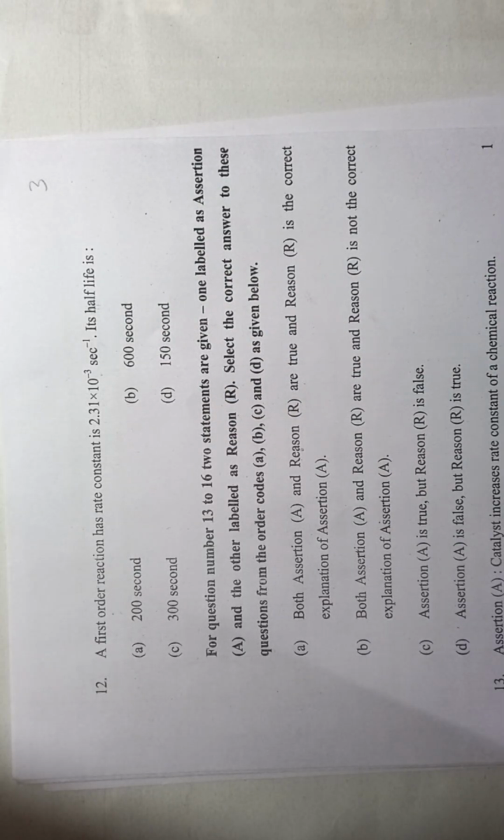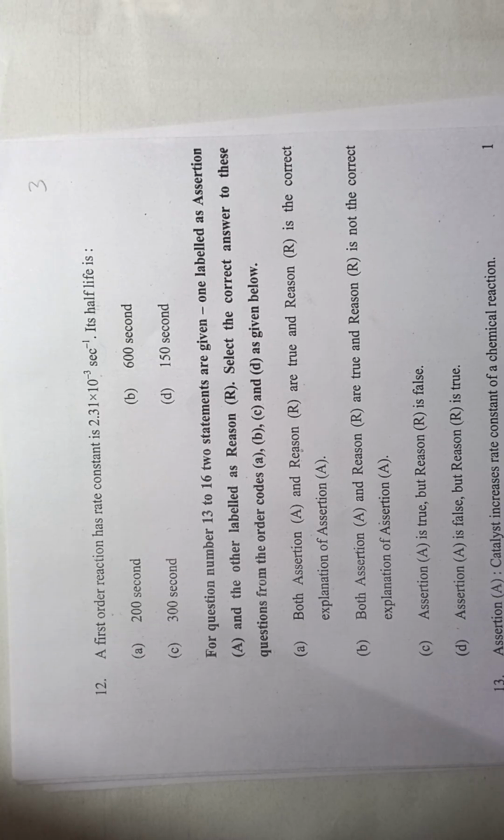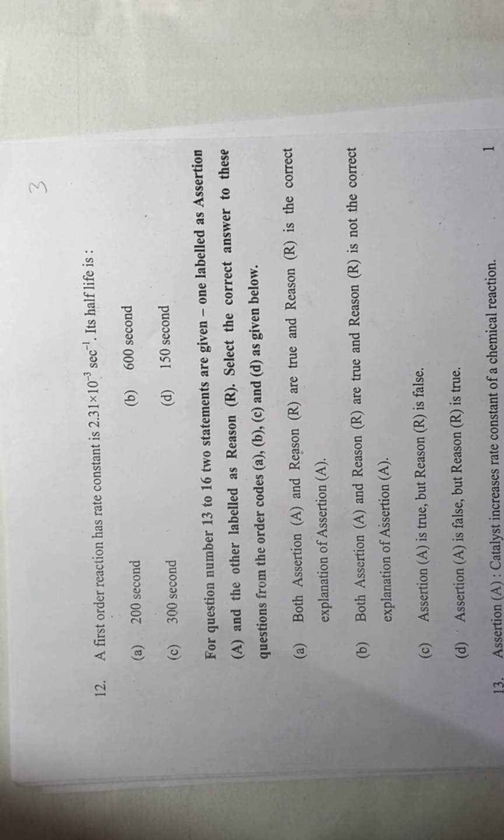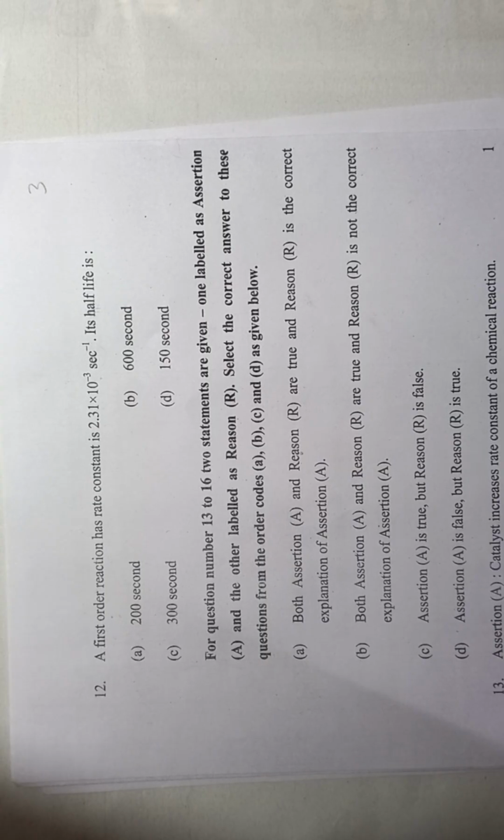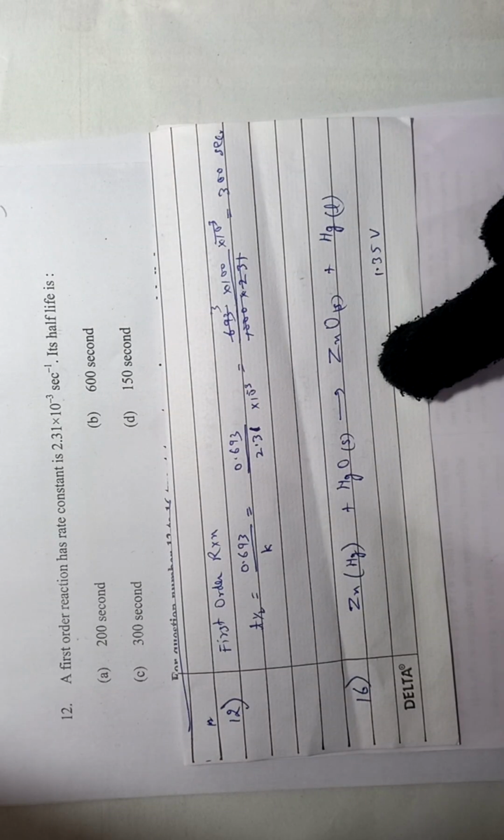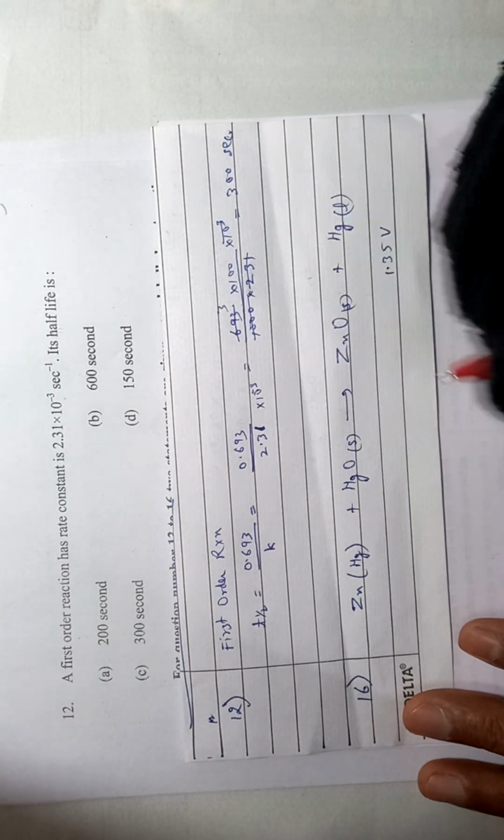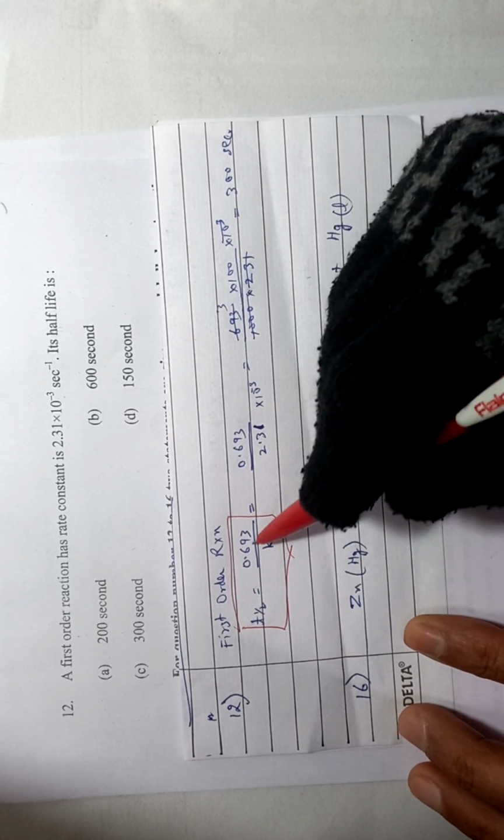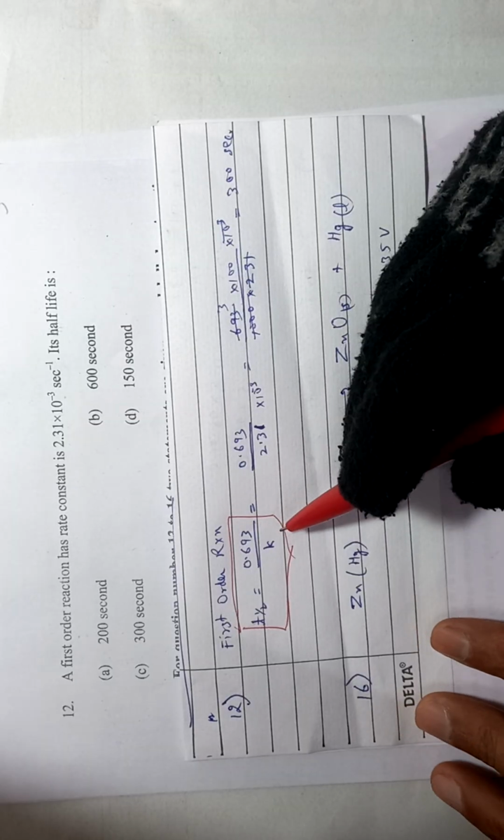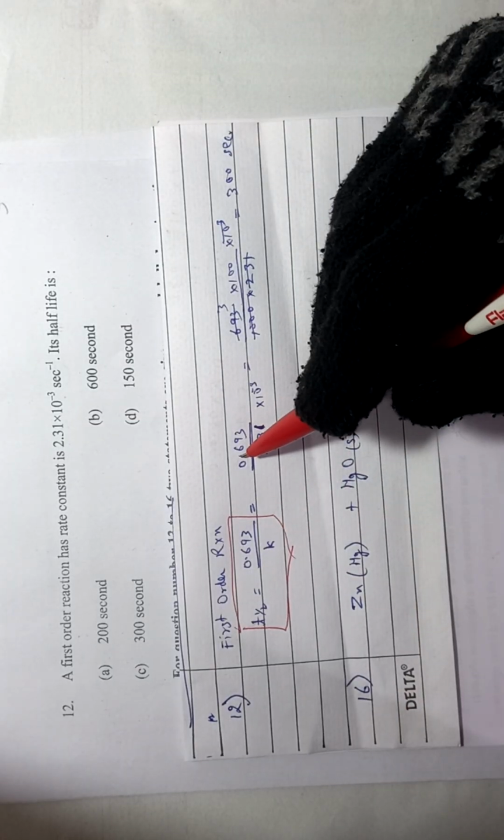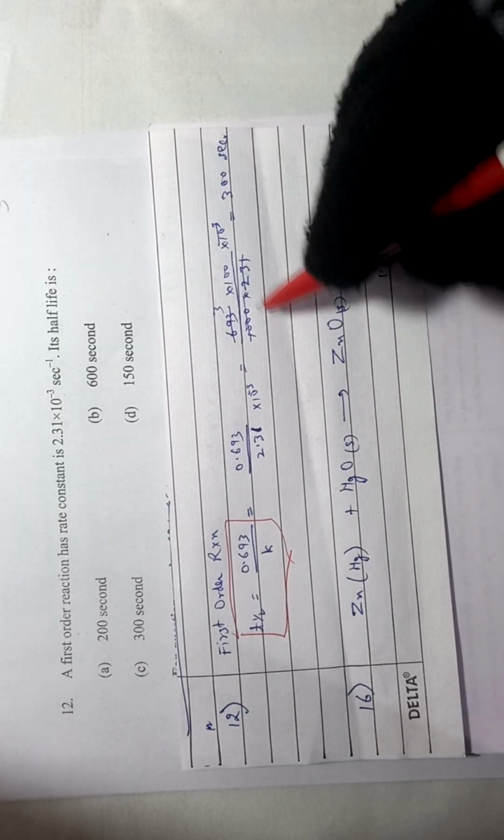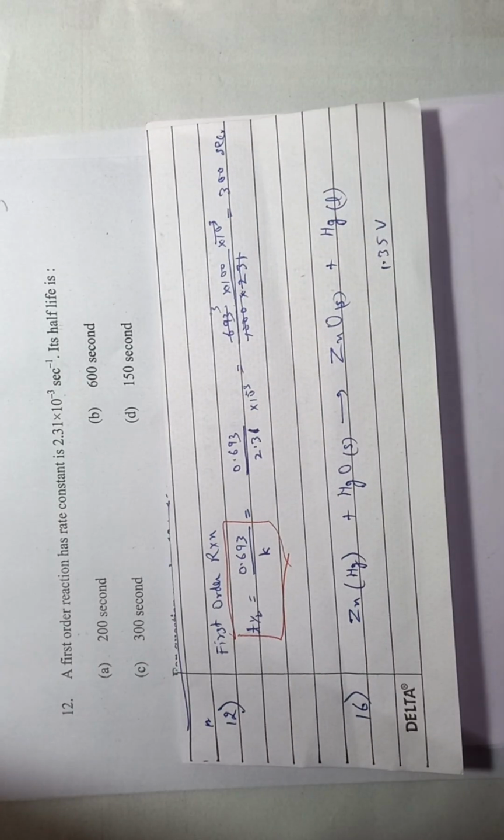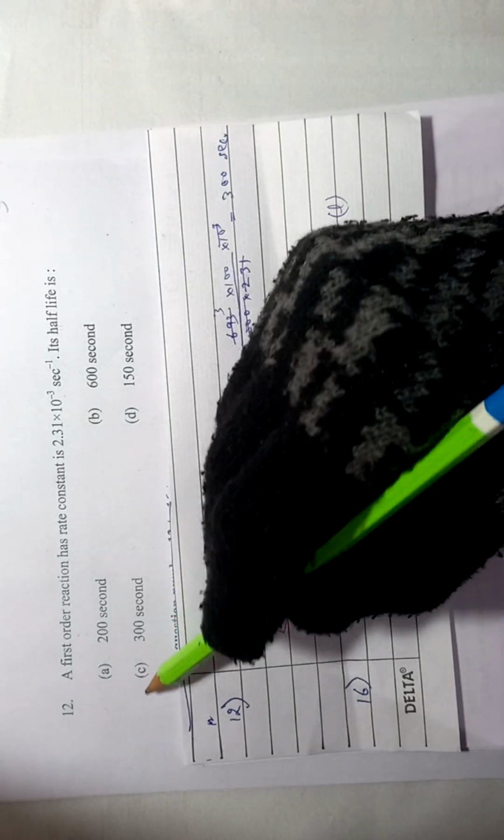Half-life. So there is a relation between rate constant and half-life of the reaction. For that reaction, the formula is T half is 0.693 divided by rate constant K. So we will substitute the values as such, and by simplifying this we will get 300 seconds. So the right answer is C.